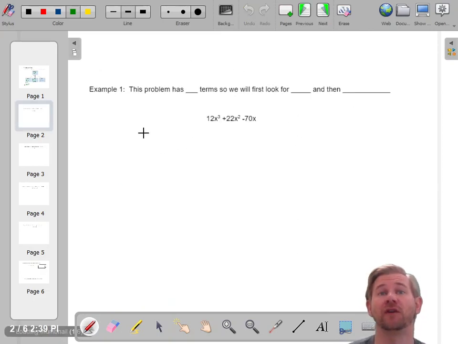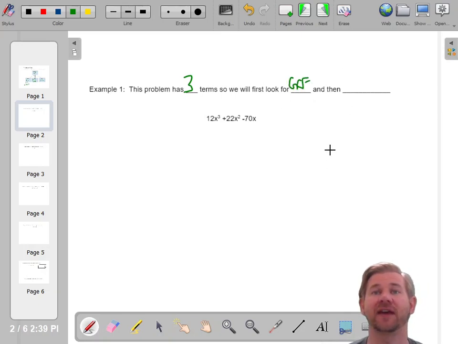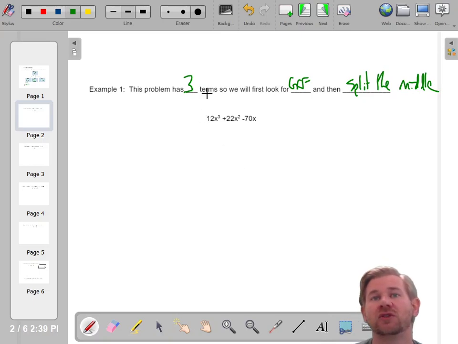So the first thing you need to do is look and see that you have 1, 2, 3 terms. If there are three terms, you're always going to look for a GCF first, and then we should try to split the middle. Now, we first do the GCF, and then take our three terms and try to split the middle. So 12, 22, and 70. What are those all multiples of? They're all multiples of 2, and they all have an x. So let's try 2x and see if that's the greatest common factor.